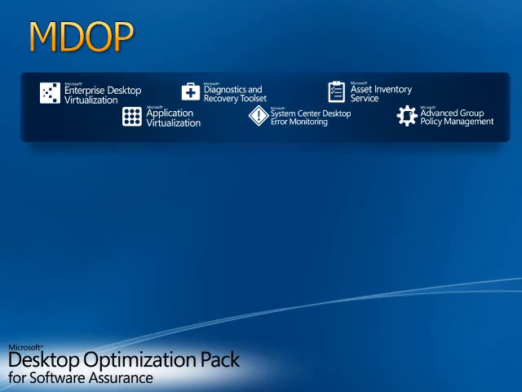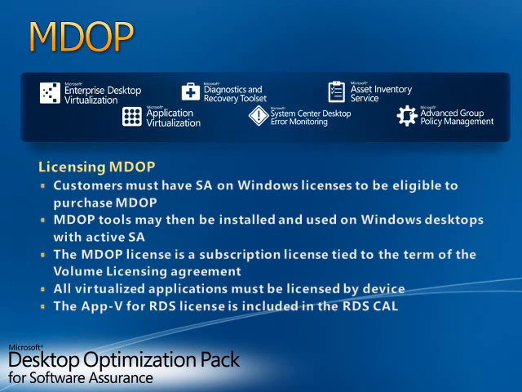Finally, we need to think about how AppV and MedV are licensed. AppV and MedV are two of the 6 components that make up MDOP, the Microsoft Desktop Optimization Pack. So customers who have software assurance on their Windows client, so in other words Windows 7 covered with SA, are allowed to subscribe to MDOP and put those MDOP tools on their computer and use them. So the MDOP license is a subscription license and you would just purchase that through your volume licensing agreement.